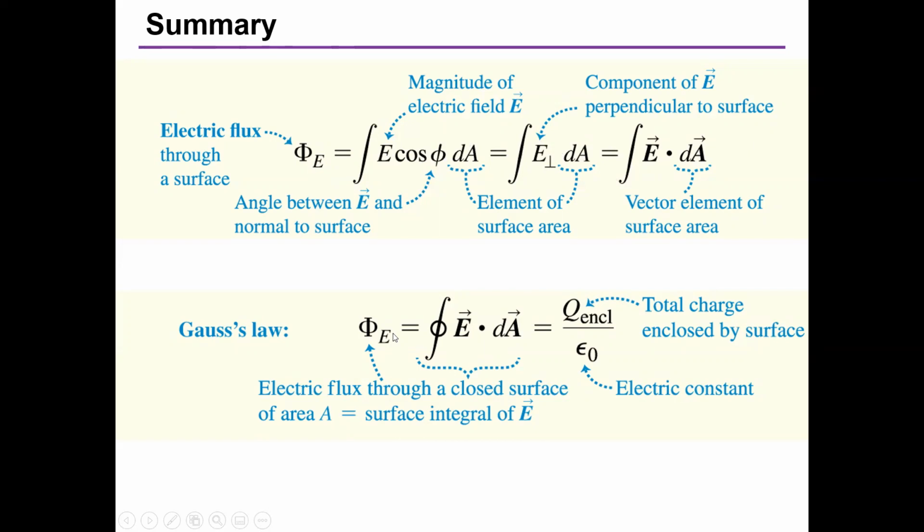And Gauss's law is a relationship between the electric flux through a closed surface of area A, which is the surface integral of E, and the total charge enclosed by that Gaussian surface divided by the electric constant. So this is all about Gauss's law. This is one of the most important equations, one of Maxwell's equations of electromagnetism, which is very important to know.